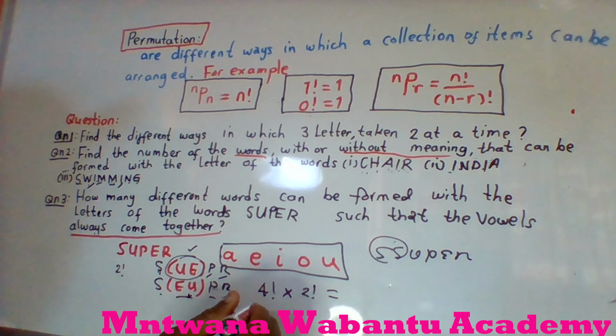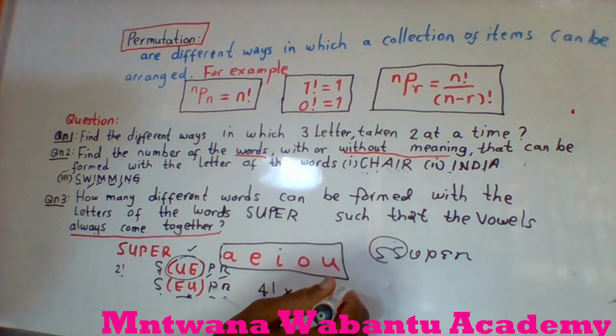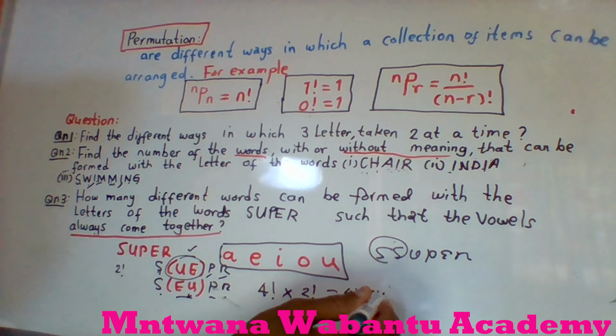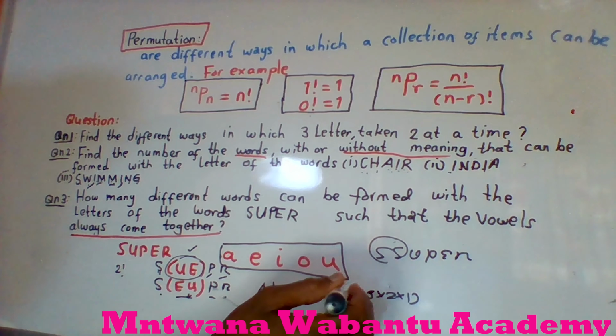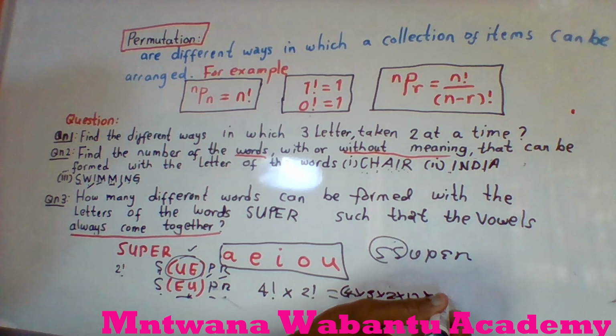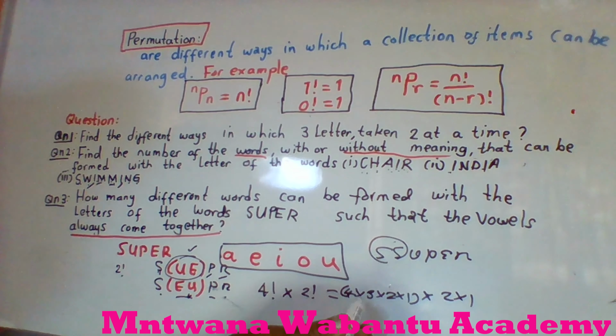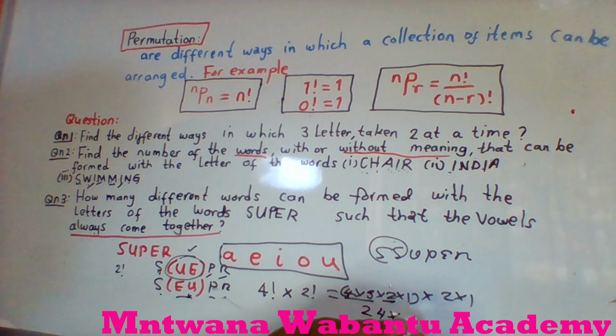So 4 factorial means 4 times 3 times 2 times 1. This is the first group, and then you multiply by 2 factorial. 2 factorial means 2 times 1. So let's multiply. 4 times 3, 12. 12 times 2, 24. 24 times 2 factorial, which is 2, so this is equal to 48.